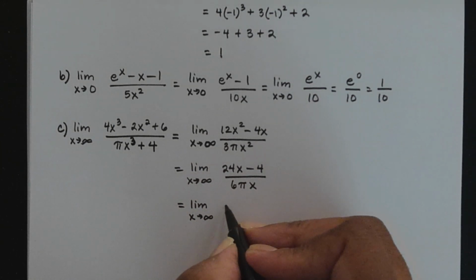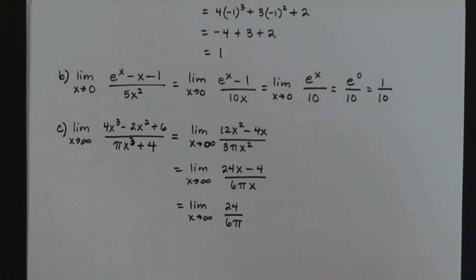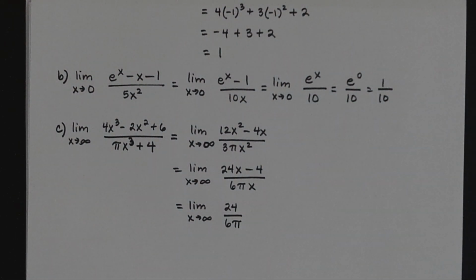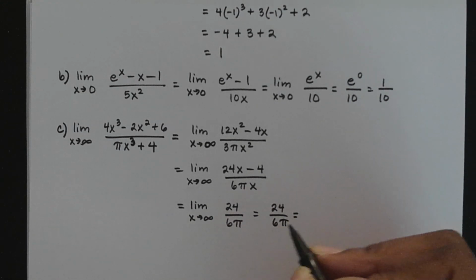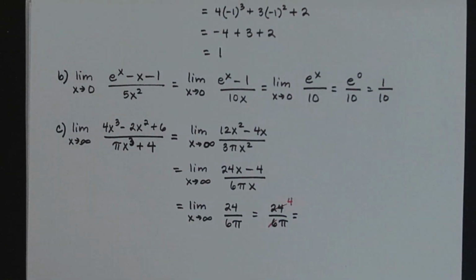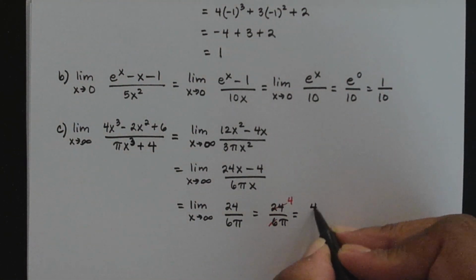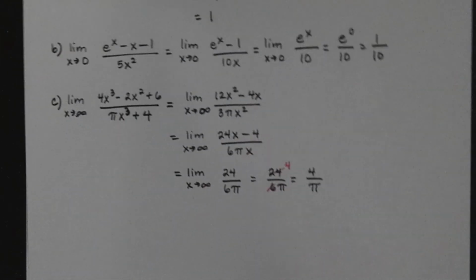The derivative of 24x will be 24, and then the derivative of 6 pi x will be 6 pi. Well, guess what? We have constants in the numerator and the denominator. So that means that the limit of a constant is a constant. So it'll just be 24 over 6 pi, but I can reduce by dividing 6 into 24, which will go 4 times. So I have 4 over pi. And that will be it right there. That's the limit as x approaches infinity of 4x cubed minus 2x squared plus 6 divided by pi x cubed plus 4. Okay. Any questions about part C?